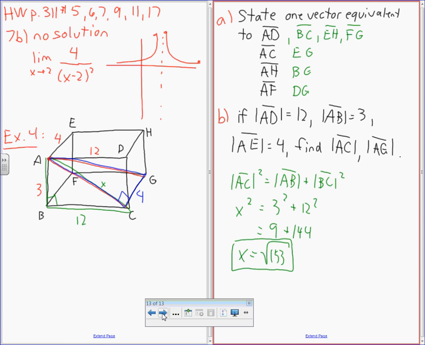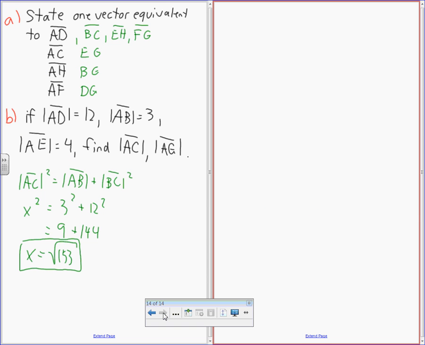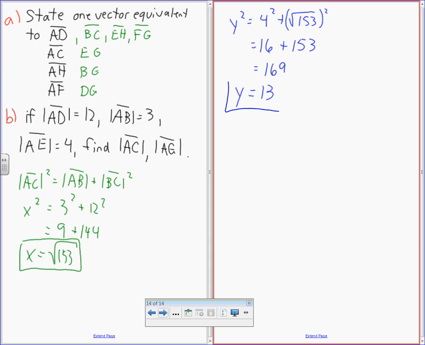We'll call that y. Oops, what happened here? So we're going to say this. Y squared equals 4 squared plus x squared. So y squared equals 4 squared plus the root of 153 squared. So that's 16 plus 153, which is 169. Yeah, I guess that works. All right, you guys are right.